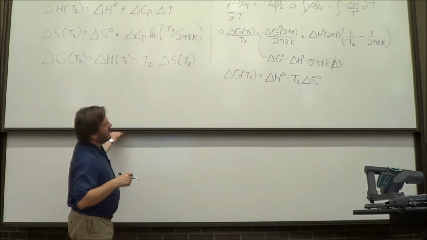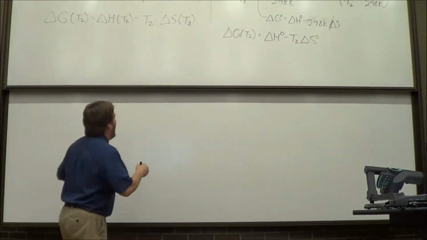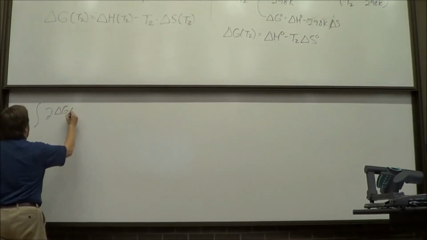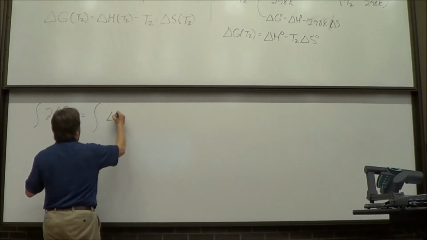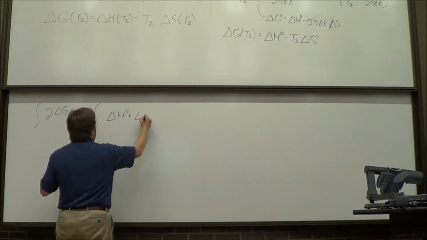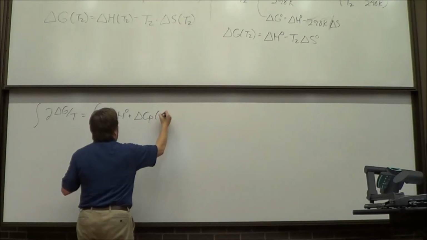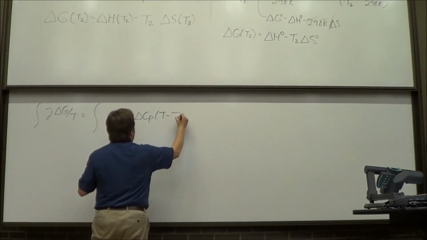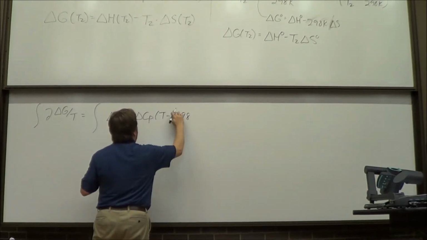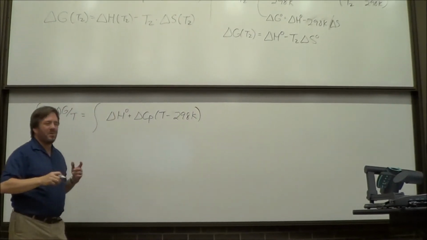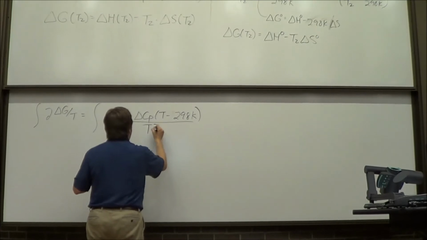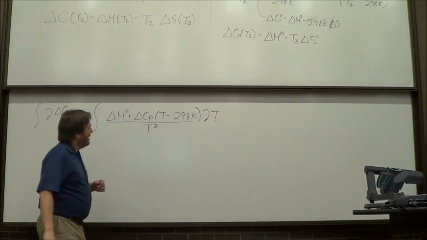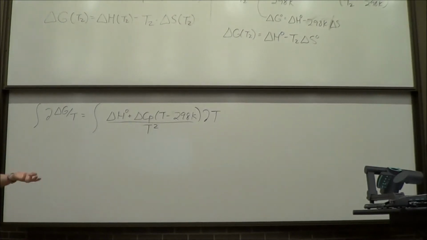Here's where you're not going to like me too much. But if you do this, we're still going to do delta G over T, the integral of delta H, but you're going to note that delta H changes with temperature by this, T minus 298. Sorry, that came out kind of screwed up. So this is the temperature dependence of H, right?